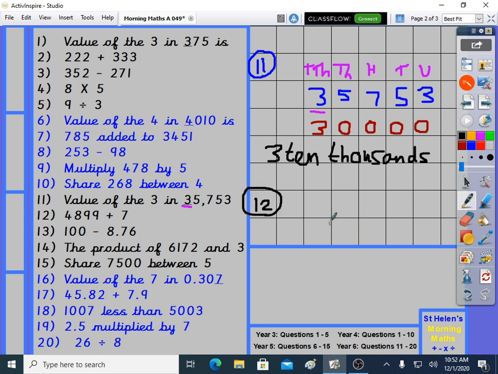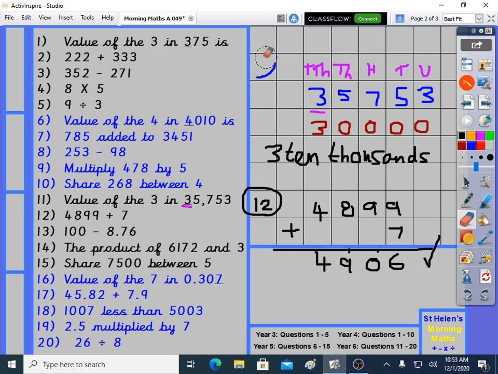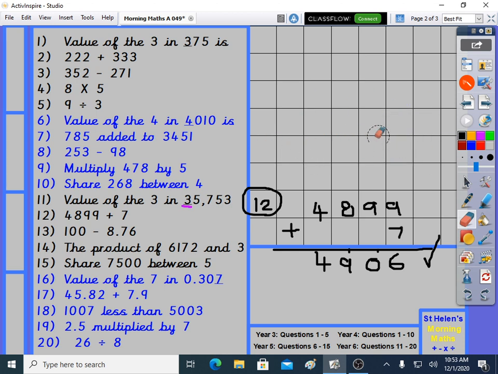On to question 12, nice and easy. My head is telling me 4,906. I'll just check with the column method. 4,906. Yep, happy with that. I would always advise, if you can do it in your head, do both. If you're quick enough, do both and you have a double check.